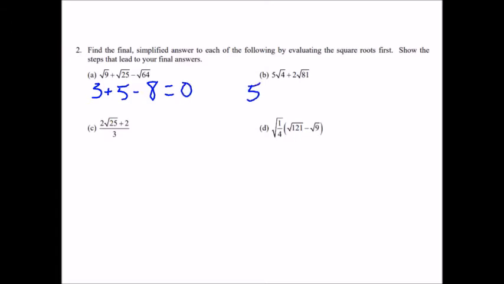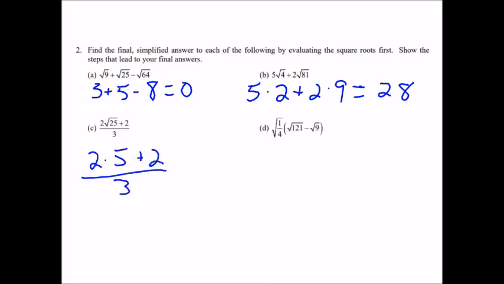This would be 5 times the square root of 4, which is 2, plus 2 times the square root of 81, which is 9, which turns into 10 plus 18, which is 28. This would be 2 times the square root of 25, which is 5, plus 2, divided by 3. 2 times 5 is 10. 10 plus 2 is 12. And 12 divided by 3 is 4.